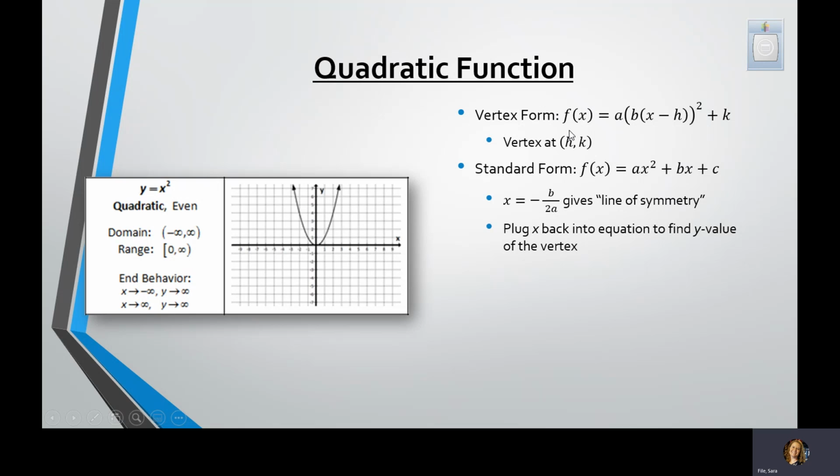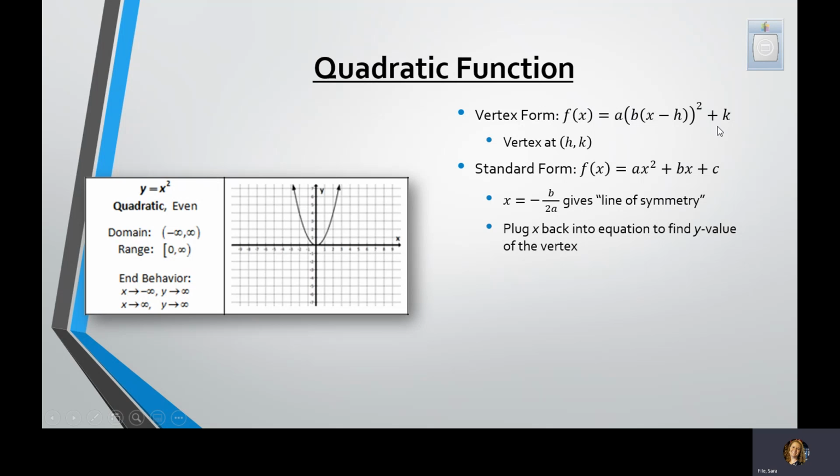You can have vertex form. And this looks really similar. It has the A, B, H, and K. So like the absolute value was just set up, where A is multiplied outside, B is multiplied inside, H is subtracted inside, and K is added outside. But instead of the absolute value bars here, it's parentheses squared because it's a quadratic, not an absolute value.